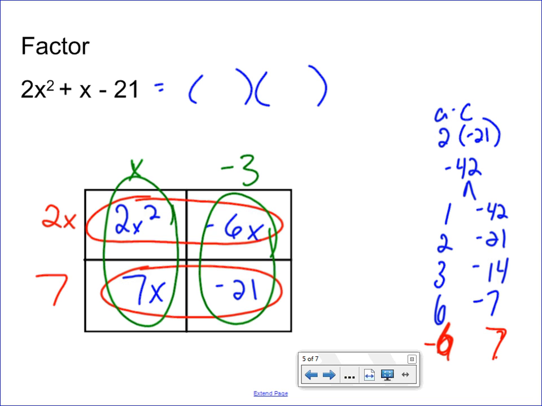Now, the other thing that I haven't mentioned yet, if you look back to your boxes, these should work out as if you multiply them. So a 2x times an x gives you 2x squared. A 2x times a negative 3 is a negative 6x. A 7 times an x is 7x. A 7 times a negative 3 is a negative 21. So we have our factors that we need. So we got 2x plus 7 and x minus 3.